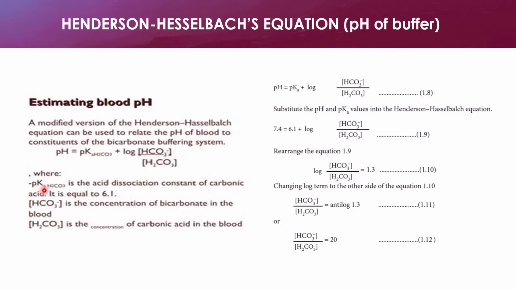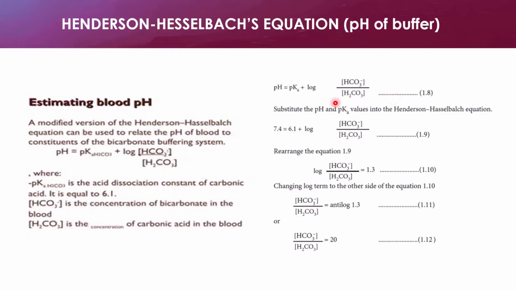Where the pKa is the acid dissociation constant of carbonic acid and it is equal to 6.1, this is the concentration of the bicarbonate in the blood, and this is the concentration of the carbonic acid in the blood. So this equation can be expressed as pH equals pKa plus log of this, as equation 1.8.